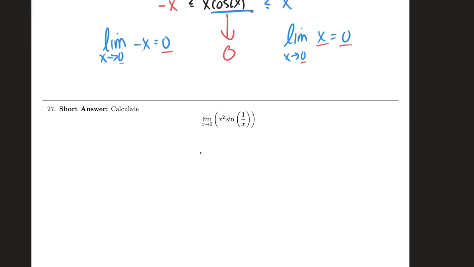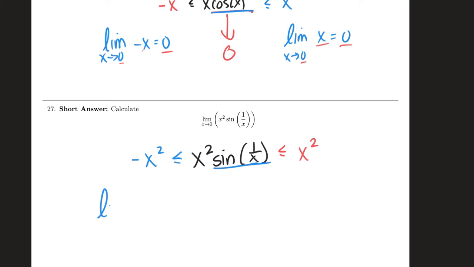27, same idea. There's a bit more happening with the sine of 1 over x, but it doesn't matter what's inside of a sine function. It is always bigger than -1. So if I replace it with a -1, I get something smaller. It's always smaller than a +1. So if I replace it with a +1, I get something that's always bigger.